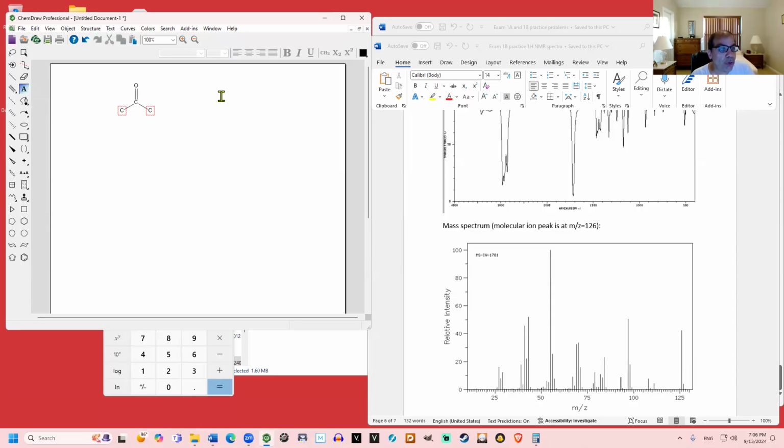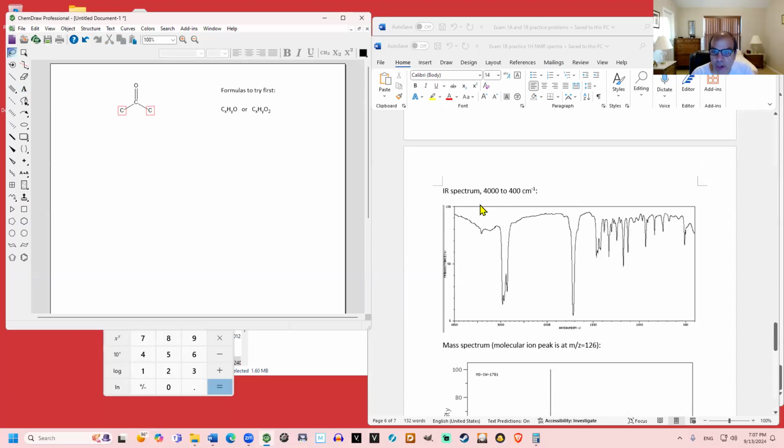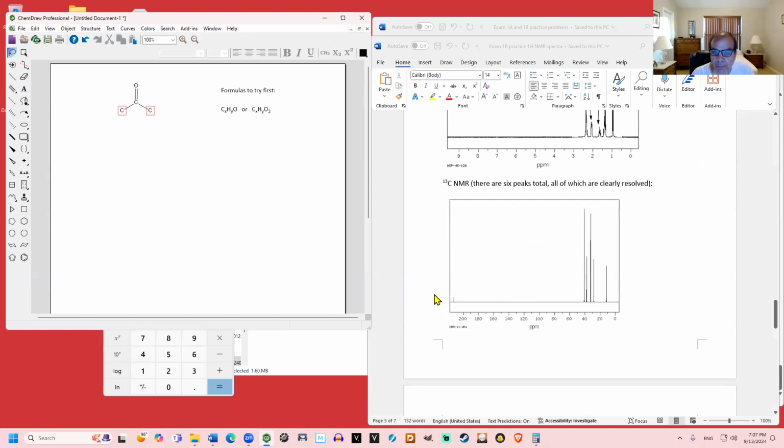So the formulas you should try first are of two types. You want to try either CxHyO or CxHyO2. Those are the ones to try first. We can get an idea of how many carbons there are from the carbon NMR spectrum.